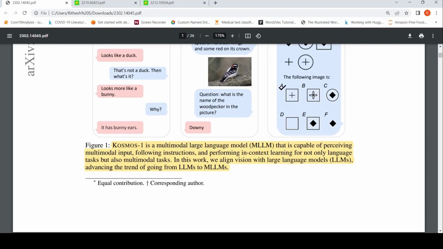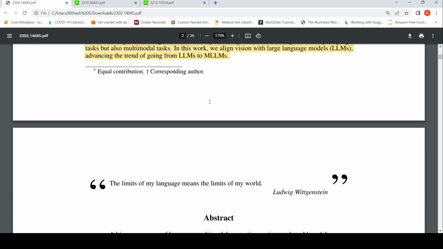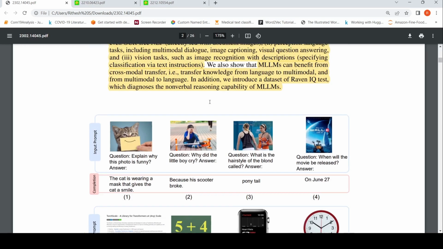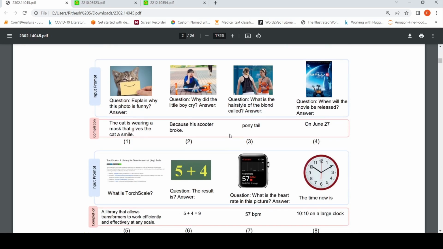Okay. So it is capable of perceiving multimodal input, following instructions, and it performs in-context learning for not only language tasks but also multimodal tasks. Okay. So this is Kosmos-1. Here are some more examples of this particular model. So here you have an image and there is a question, why did the little boy cry? And the model completes it as, because his scooter broke.